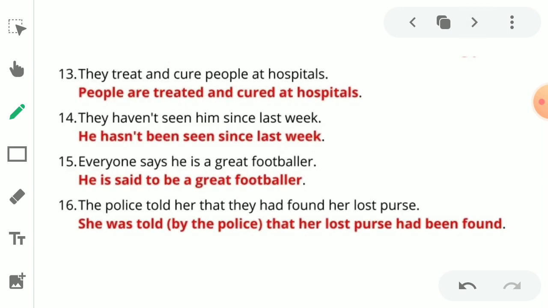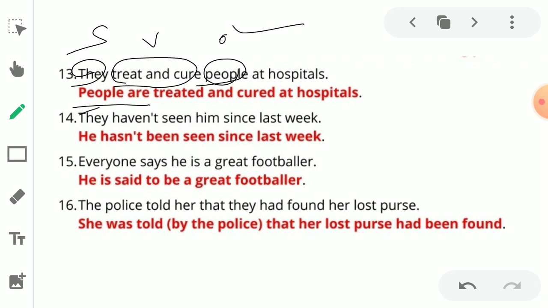Then, they treat and cure people at hospitals. People are. You can understand people here is the object, treat and cure is the verb, they is the subject. So take the object first: people are, because of the tense form, simple present, simple present.